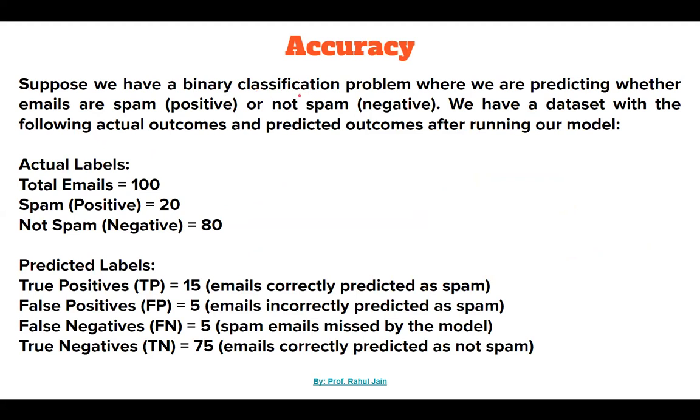So let's take an example. Suppose we have a binary classification problem where we are predicting whether emails are spam, that is positive, or not spam, that is negative. We have a data set with the following actual outcomes and predicted outcomes after running our model. Total emails are 100, out of which 20 are spam, which is considered positive. If it is not spam, it means negative. So data is given, and the predicted labels are also given: true positive 15, false positive 5, false negative 5, true negative 75. One question you will have here: what are true positive, false positive, false negative, true negative?